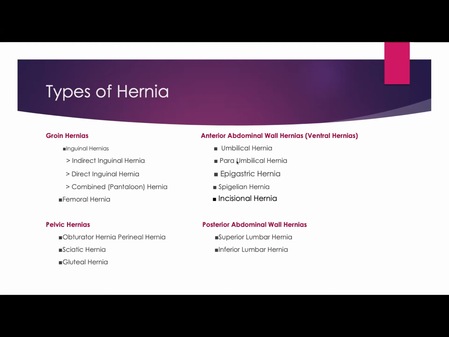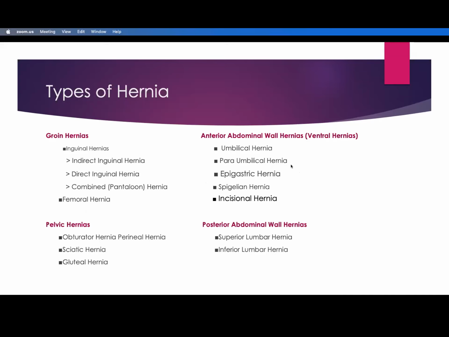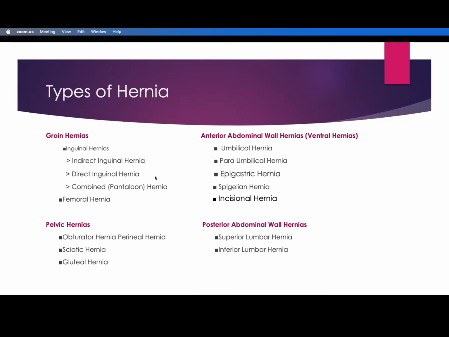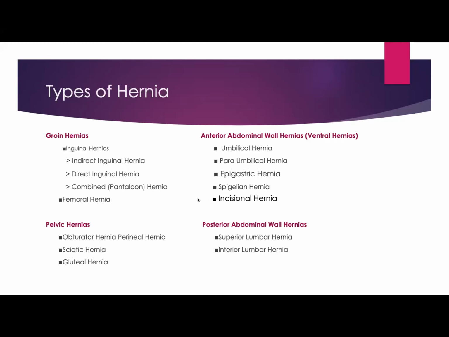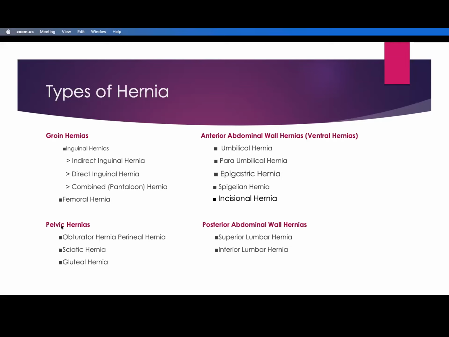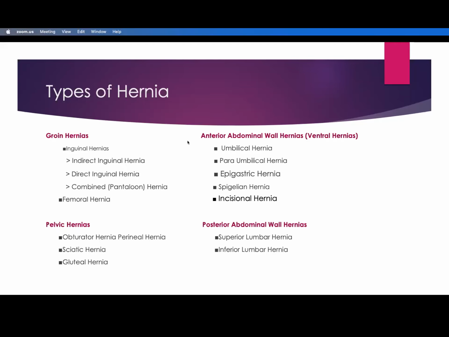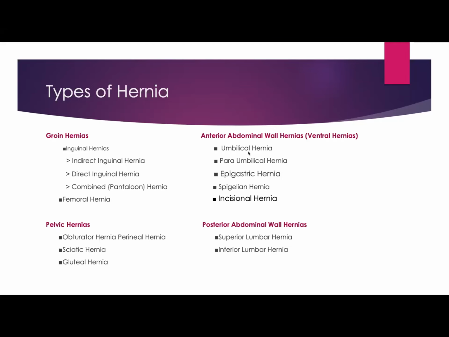Other types of hernias, we have the anterior abdominal wall hernias, which contain the umbilical, epigastric, Spigelian, and incisional hernias. These are considered very much less common than the groin hernias. And we have the rare types, which are the pelvic and the posterior abdominal wall hernias. We will deal with all of them, but we will focus more on the groin hernias and then the anterior abdominal wall hernias.